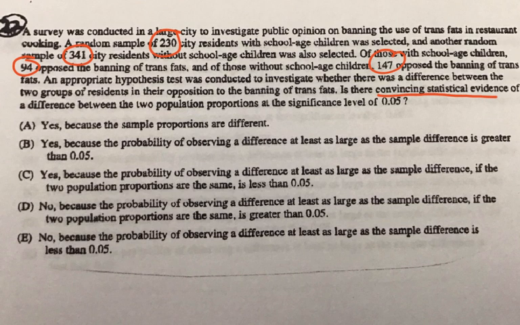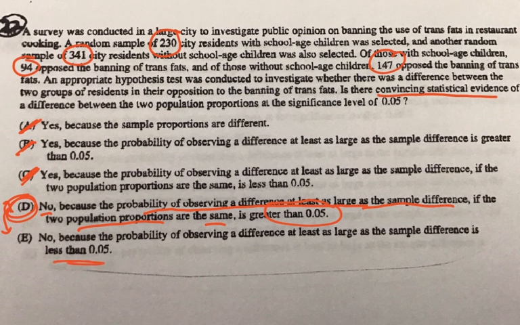No, we failed to reject, not enough evidence. So automatically, can I not cancel out the yeses? So I'm now down to a 50-50 guess. Now, which one sounds better? Well, let's look at D. It's no, because the probability of observing a difference at least as large as our sample differences were, where the two populations are the same, is greater than 0.05. That's exactly what we got. So that's why the choice was D.